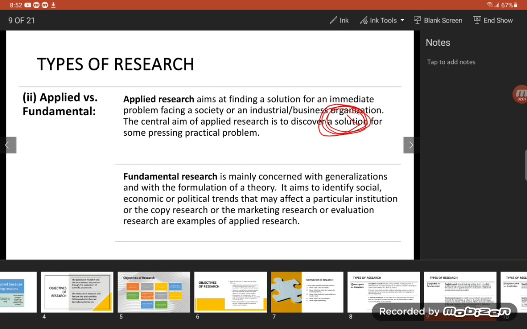With respect to fundamental research, this is related to product life cycle. For example, this is a fundamental research.